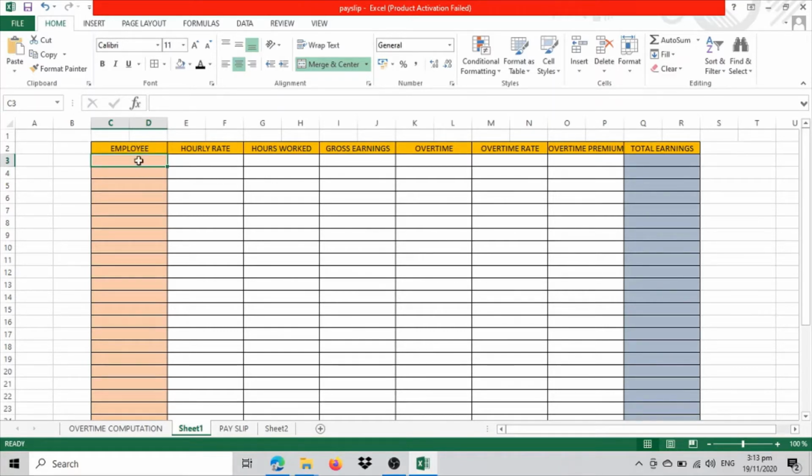So again, using the example, the employee's name is Lisa. To compute for her hourly rate, just write this formula: equals the daily rate, her daily rate, which is 420 pesos per day, divided by the regular working hours, which is 8 hours. So, click enter. We have 52.5. Hours worked, 8 hours. Therefore, her gross earnings is equal to 52.5.